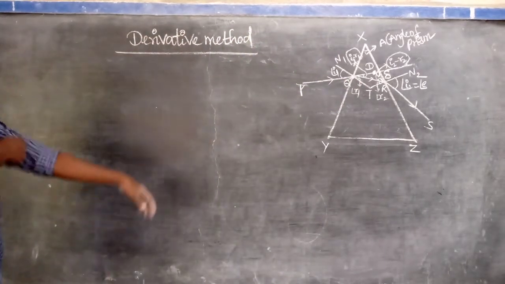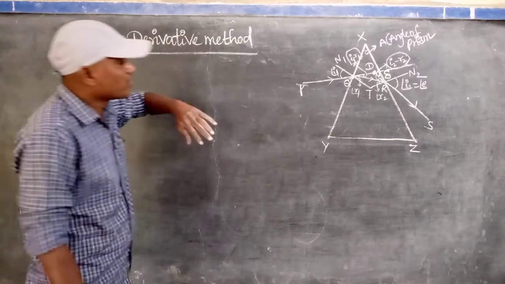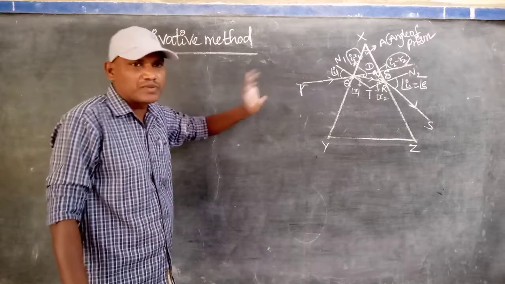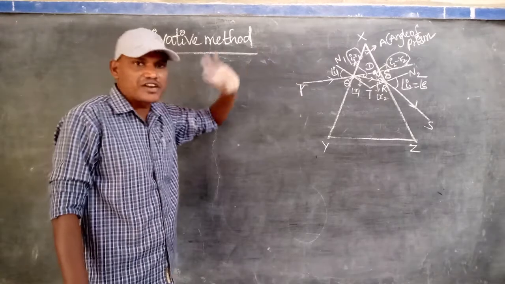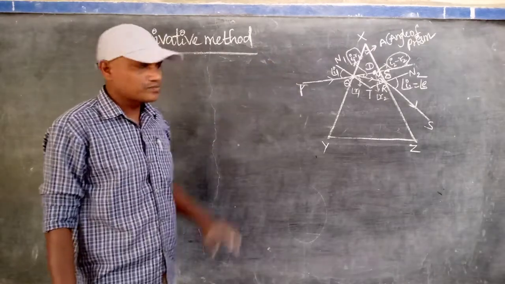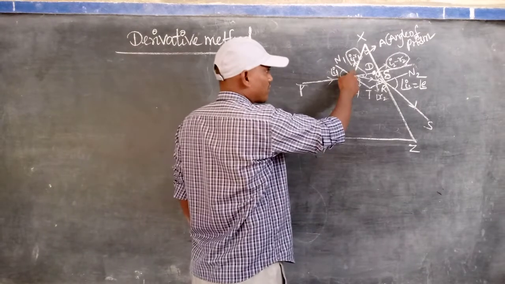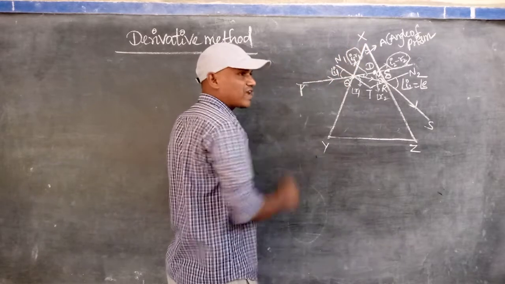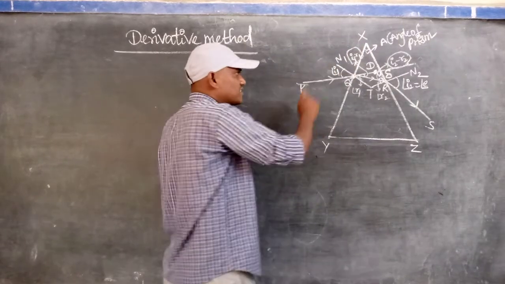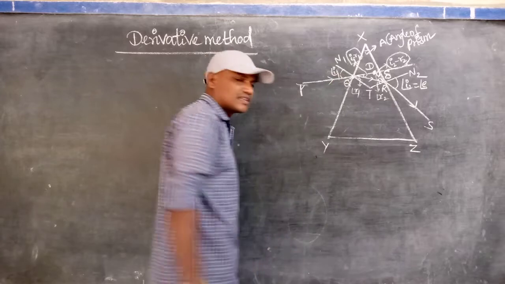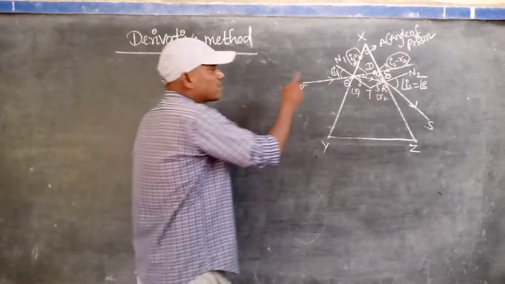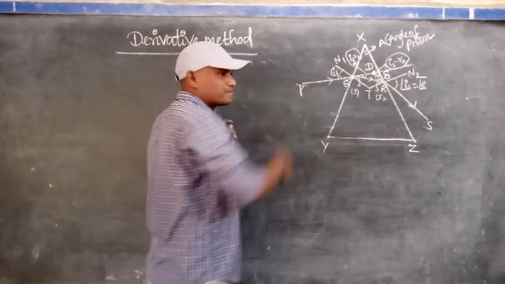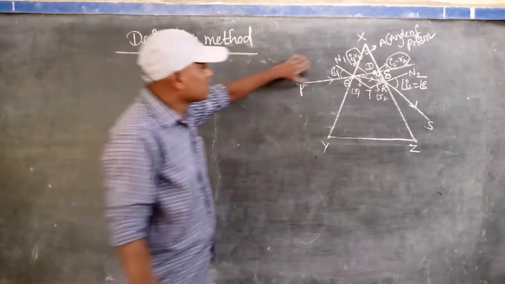In the derivative method, first of all, we take the prism. The prism is placed on a drawing board. With the help of the protractor, we make the normal and the incident ray for the XY refracting surface, and the angle of incidence is 30 degrees. Now we put two pins on the incident ray.